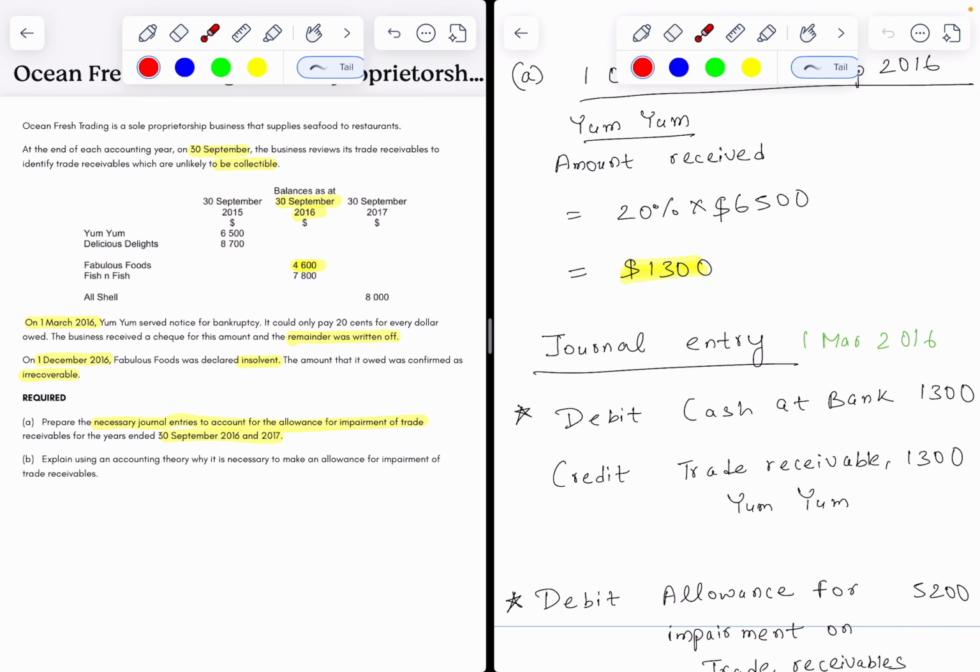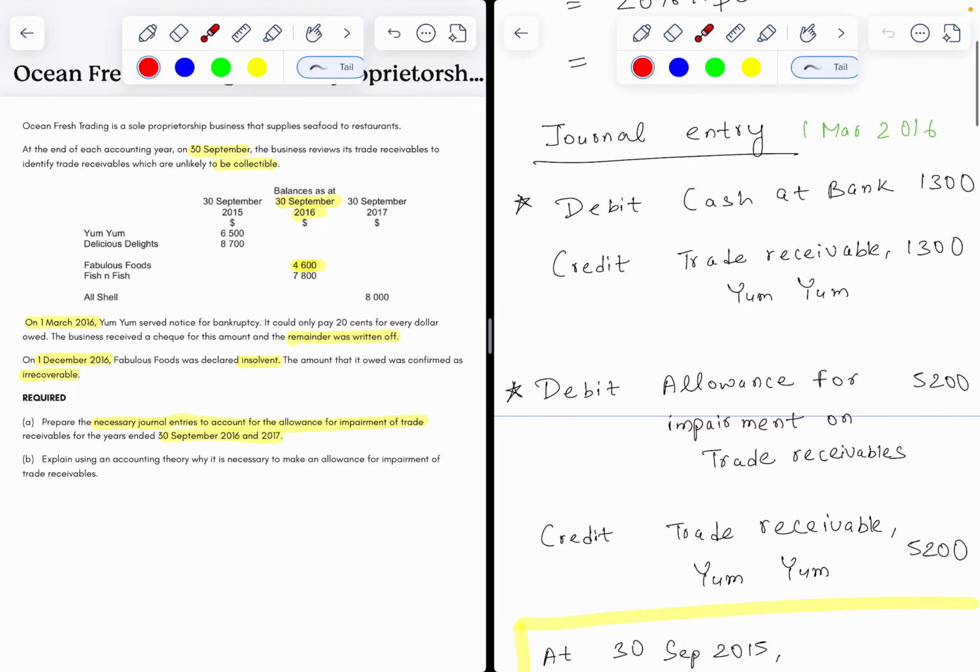So we debit cash at bank by $1,300, and simultaneously, Yum Yum was originally a credit customer, a trade receivable, which is an asset. But now that they have paid us what they could, therefore the asset that we had would now decrease, and when assets decrease, we would have to credit it. So we would credit trade receivables, specifically the account for Yum Yum, by $1,300. Okay? Again, we have another pair of entry that we need to perform.